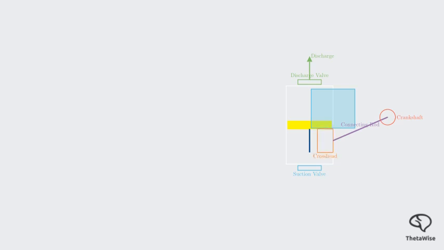The piston is connected via a crosshead to a connecting rod, which translates its linear motion into the rotational motion of a crankshaft. This is how power from a motor or engine is converted into the compression work of the piston. Now, let's look at the given data.